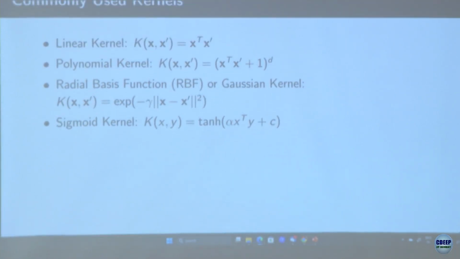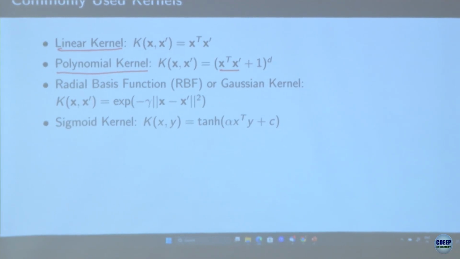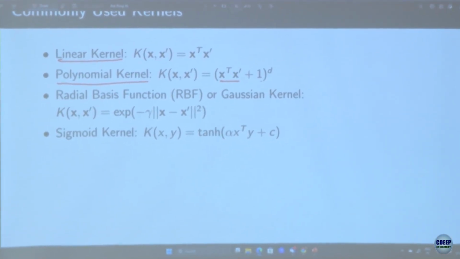So one popular kind of kernel is the linear kernel, which just compares two points based on their dot product. This is called the linear kernel, and it is already positive semi-definite. The Gram matrix corresponding to the linear kernel is already positive semi-definite. You can generalize it to polynomial kernels. Polynomial kernels take the dot product of two vectors plus 1 to the power d, where d is the degree of the polynomial. So this is also positive semi-definite.